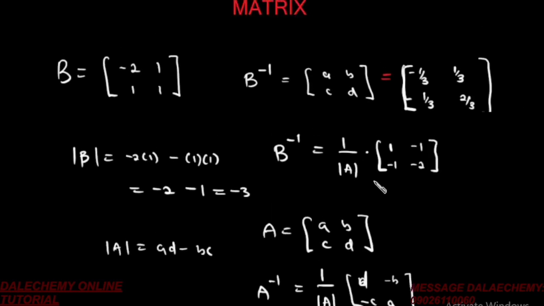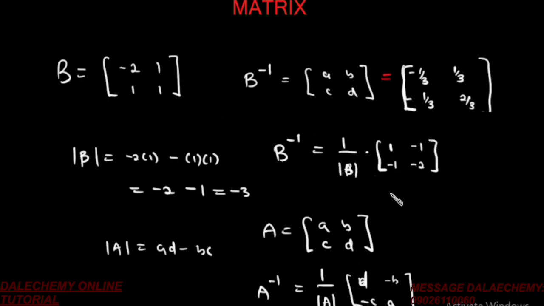So the same thing is what we did here. Since B is this, we take 1 over the determinant of B, then times the matrix where you switch these two elements here, you're going to have this. Then you multiply the two elements here by minus 1. So that matrix, when you multiply it by 1 over the determinant of the matrix, gives you the inverse of that matrix.